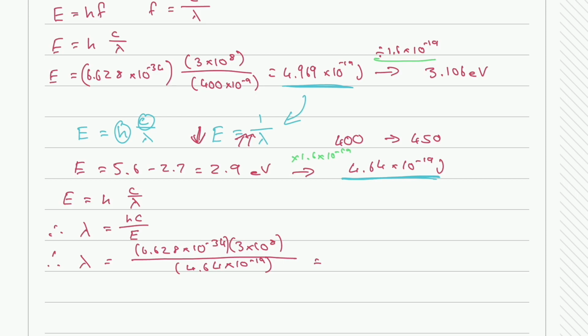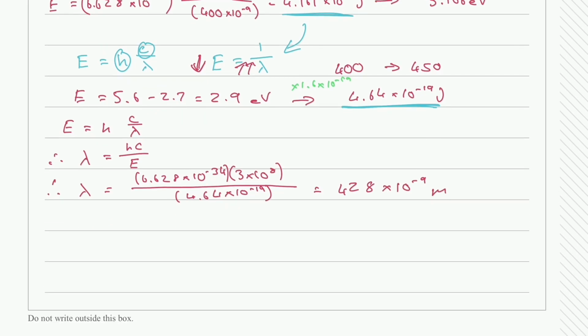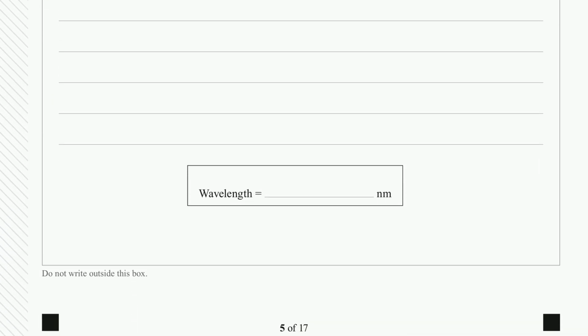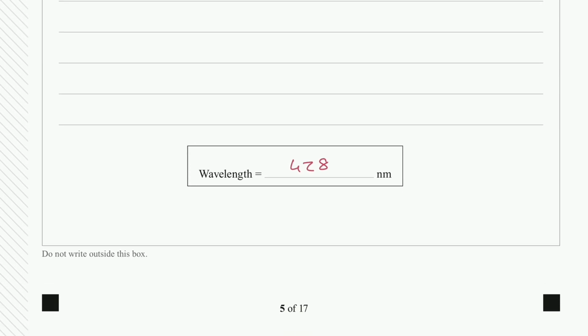and we end up getting 4.28, times 10^-9. Now remember, this is in meters. We can convert this to nanometers, and my answer already has the times 10^-9, so I'm just going to drop that and I'm left with nanometers. So if we scroll down a little bit, we have 428 nanometers. And that's our solution for question 3.